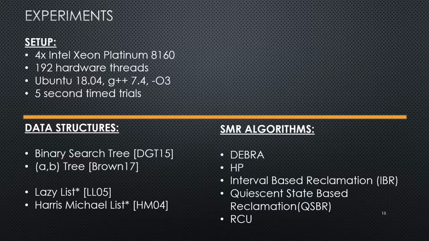We compared NBR with DEBRA, which as far as we know is the fastest EBR variant. And we also compared NBR against hazard pointers, the interval-based reclamation algorithm, the quiescent state-based reclamation algorithm, and RCU.